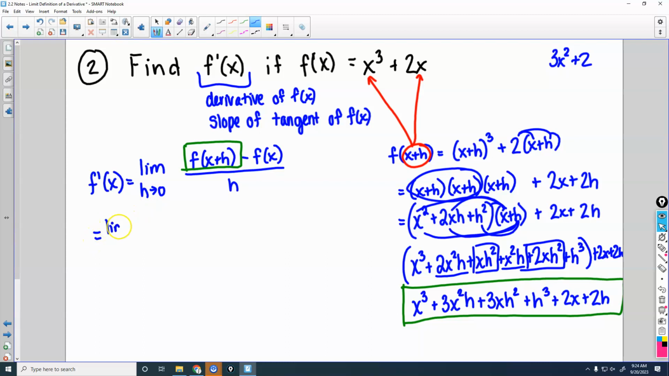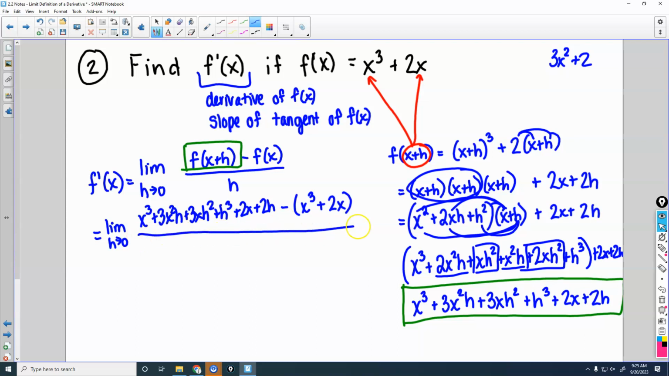So we're doing the limit as h approaches 0 of all of this stuff: x cubed plus 3x squared h plus 3x h squared plus h cubed plus 2x plus 2h, minus f of x. So make sure you put parentheses here. We got x cubed plus 2x, all of this over h.